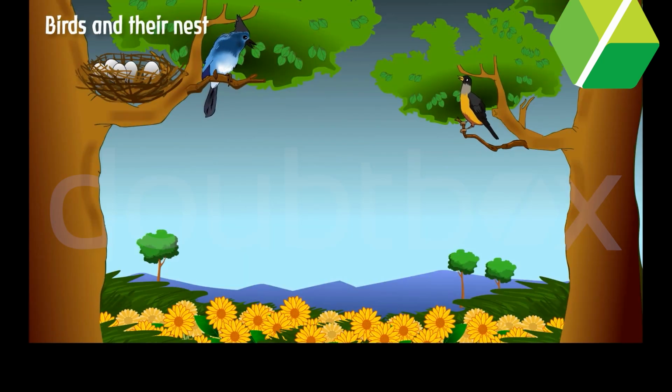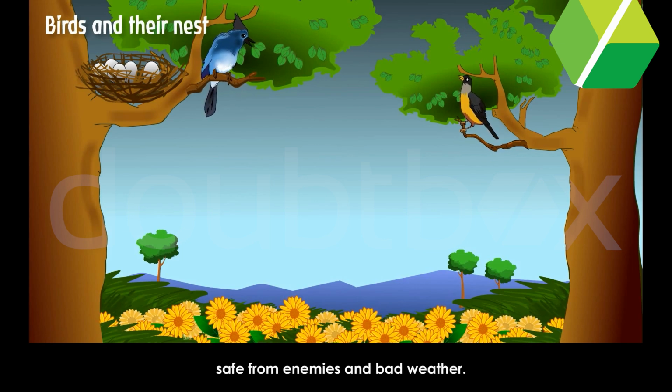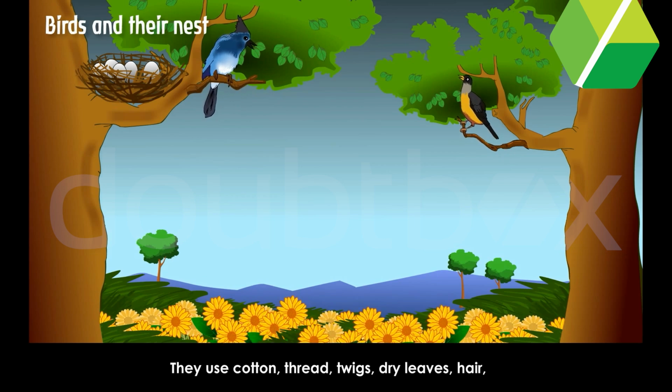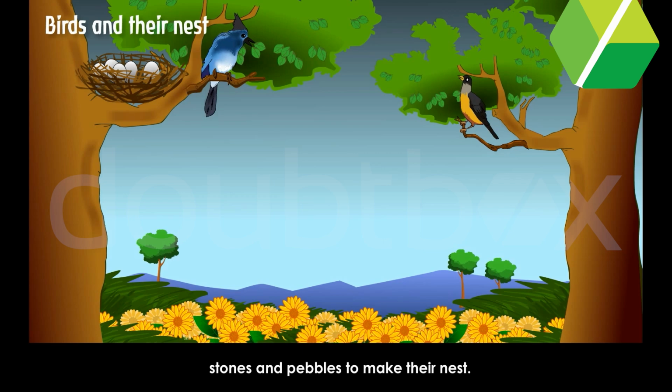Birds and their nest. Birds choose their nesting place with great care, safe from enemies and bad weather. They use cotton, thread, twigs, dry leaves, hair, stones, and pebbles to make their nest.